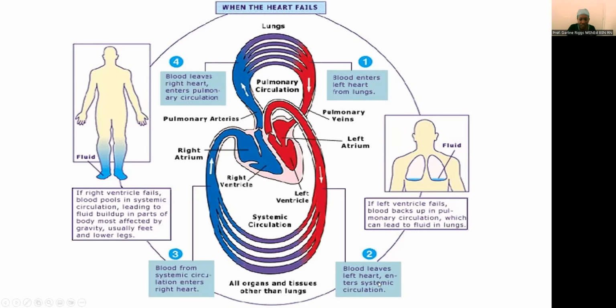Blood leaves the left heart, enters the systemic circulation. Okay, imagine that here. You don't see the body here, but it's there. And blood from the systemic circulation enters the right heart. If the right ventricle fails, blood pools in the systemic circulation, leading to fluid buildup in parts of the body. So that's why they're swollen. Okay, they have all that edema, excess fluid that they're accumulating.